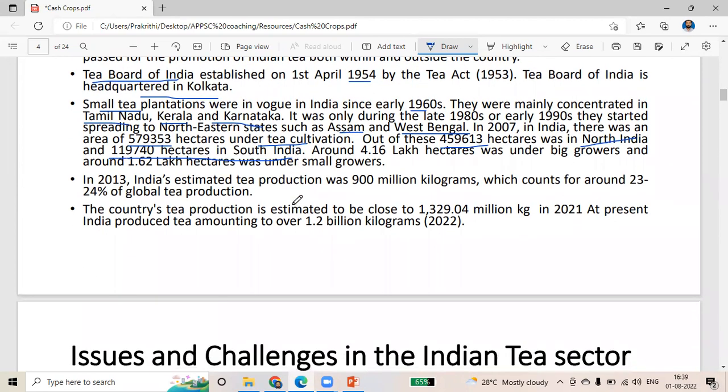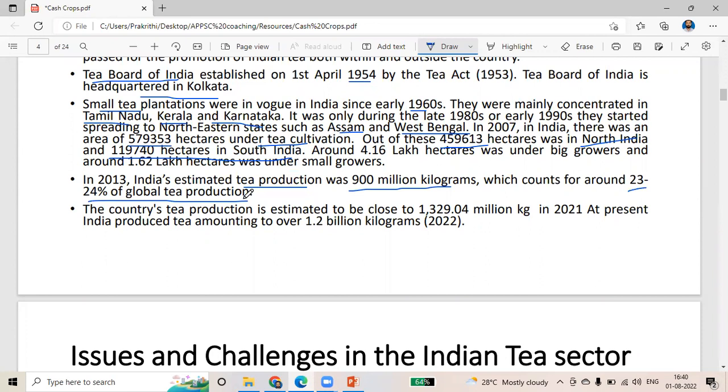Later in 2013, India's estimated tea production became 900 million kilograms, which is about 23 to 24% of the global tea production. So we are one of the leading producers of tea. Whatever crops we talk about, India will be within the top 10. So here also India is one of the leading producers, we can say in second position.